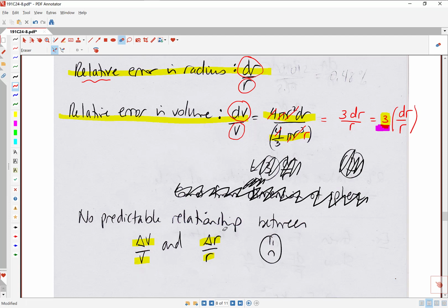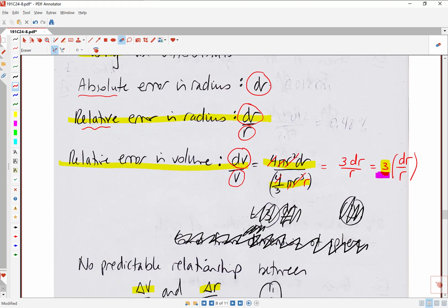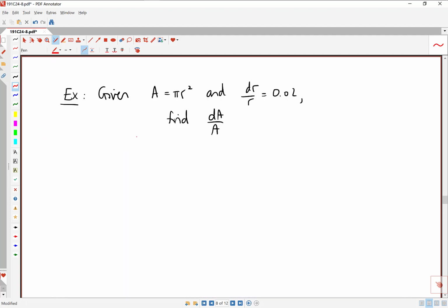So bottom line here, the question was, why use differentials? And the answer is because there's a really nice, predictable connection between the relative errors in the radius and the volume if we choose to use differentials to do our error calculation.